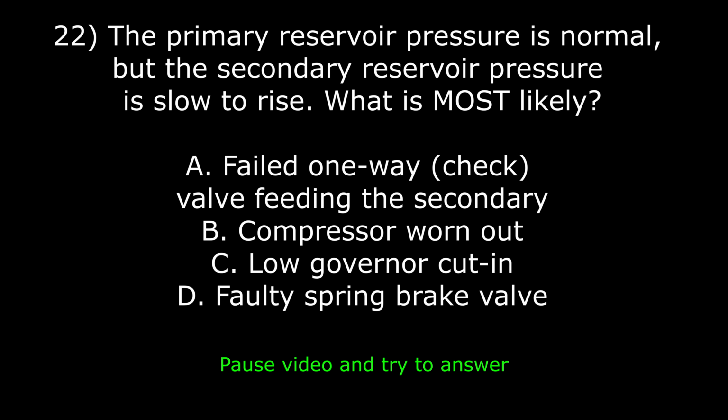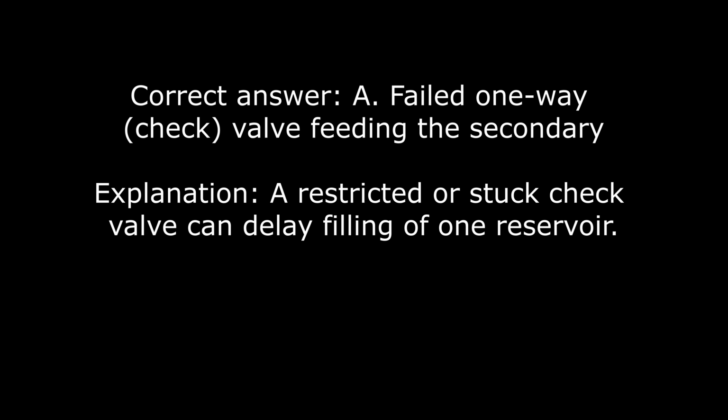Question 22. The primary reservoir pressure is normal, but the secondary reservoir pressure is slow to rise. What is most likely? A. Failed one-way check valve feeding the secondary. B. Compressor worn out. C. Low governor cut-in. D. Faulty spring brake valve. The correct answer is A. Failed one-way check valve feeding the secondary. Explanation: a restricted or stuck check valve can delay filling of one reservoir.